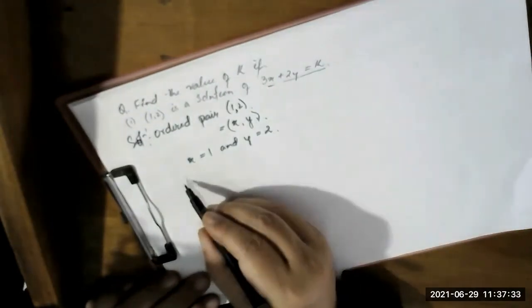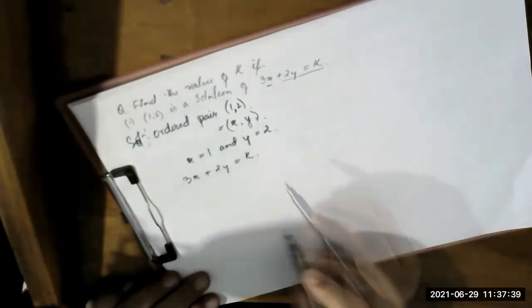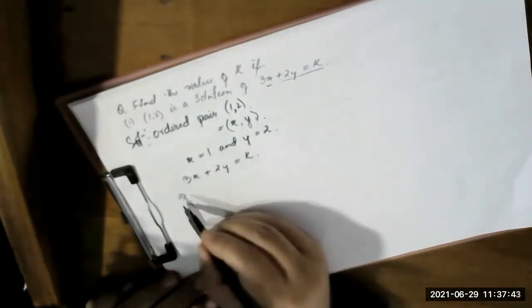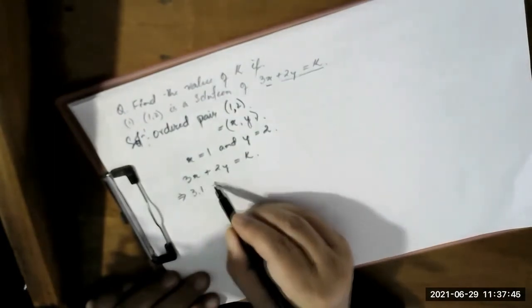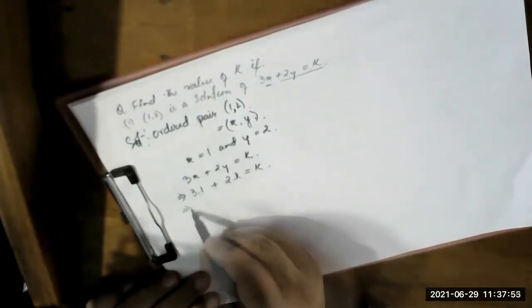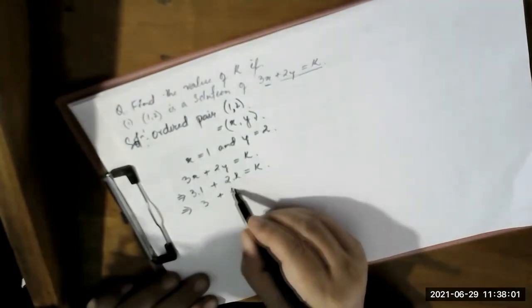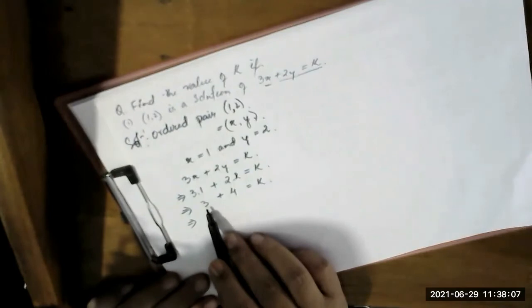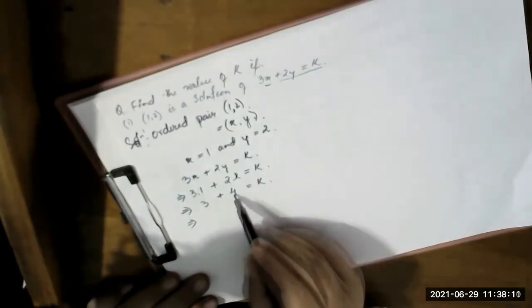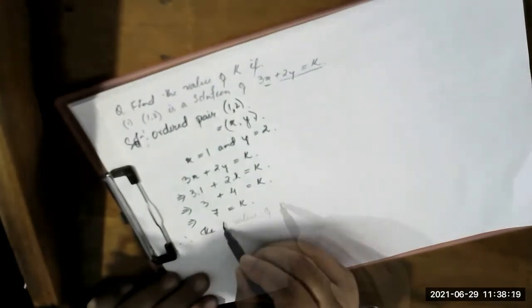So the given equation is 3x plus 2y is equal to k. So now let's substitute this value. It implies 3 into 1 plus 2 into y, the value is 2, is equal to k. So if we multiply, 3 into 1 is 3, plus 2 into 2 is 4. And since there is plus, let's sum it up. 4 plus 3 gives 7. Therefore, the value of k is 7. So in this way, we can find the value of k.